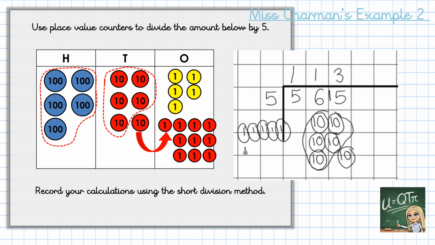So I've got 5 ones, 5 more ones, and all together here I've got 15 ones, and as you can see, I've got 3 groups of 5, which means the answer to our calculation, 565 divided by 5, is 113.